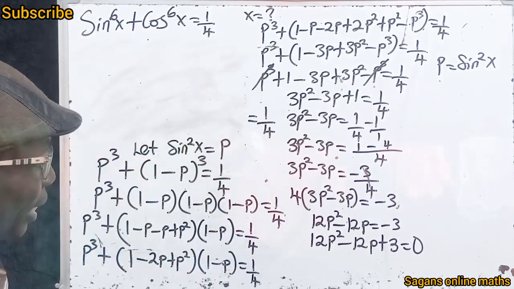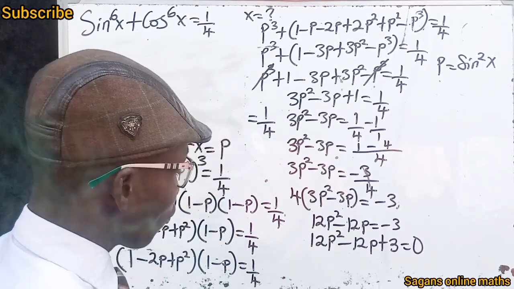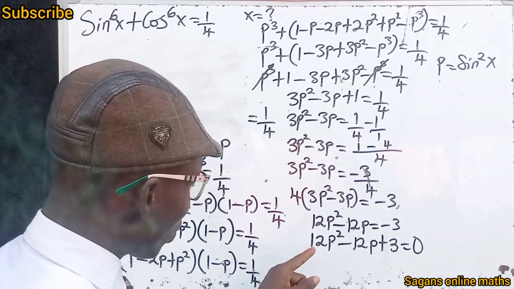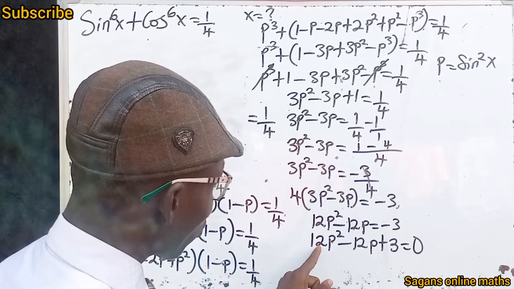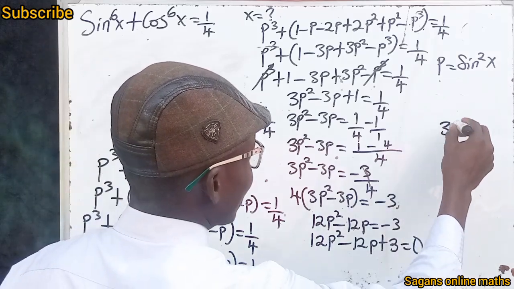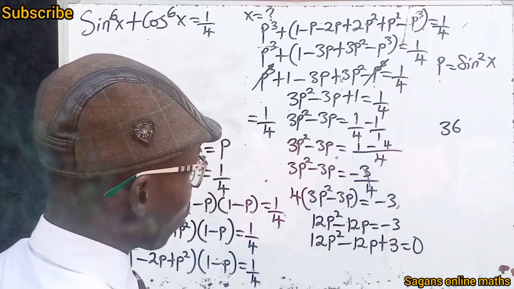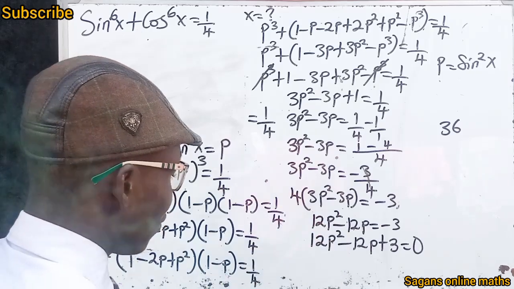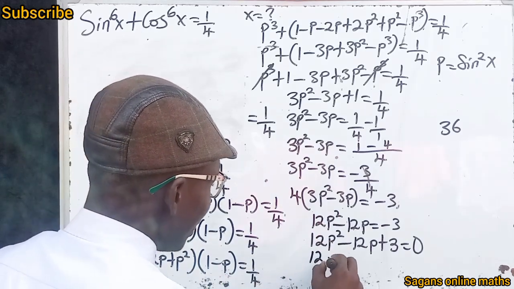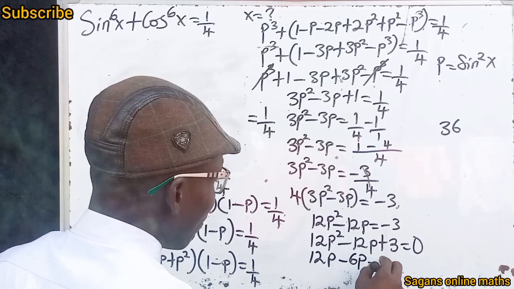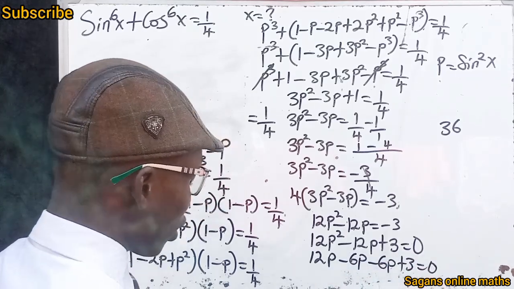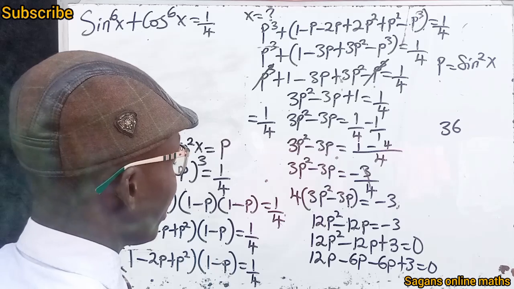All right, now let's solve this using the factorization method. Now let's think of two numbers, then we'll multiply them. We know that 12 times 3 gives us 36, right? 36. Now let's think of two numbers that multiply to 36, and we'll add them or subtract them to get minus 12. That is very simple. So this is 12p square minus 6p minus 6p plus 3 equals 0, because minus 6p minus 6p equals minus 12p, isn't it?